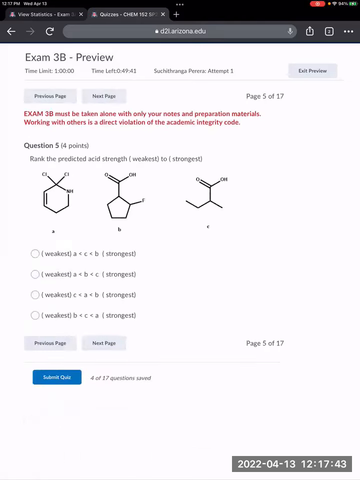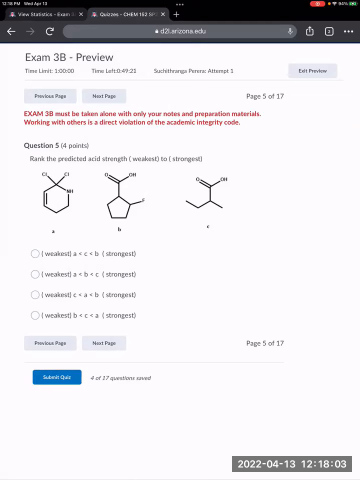All right, moving on to question 5. Rank the predicted acid strength, weakest to strongest, in these molecules. Okay. When it comes to this, we go with the features. Feature 1, the charge bearing atom. Feature 2, the charge delocalization, and feature 3, the inductive effect on the neighbors.